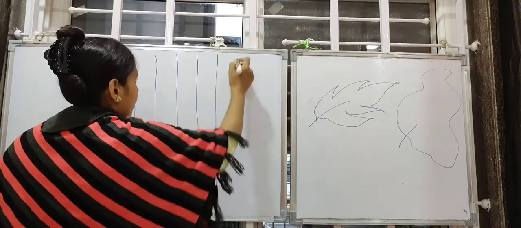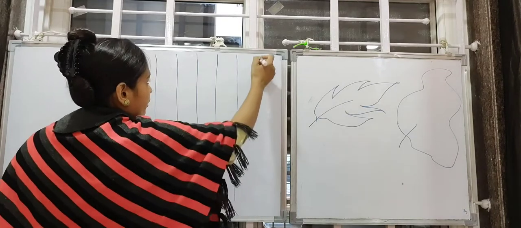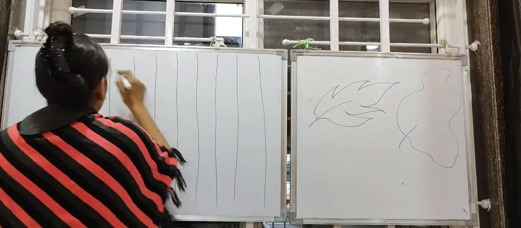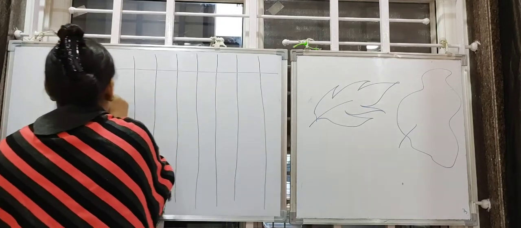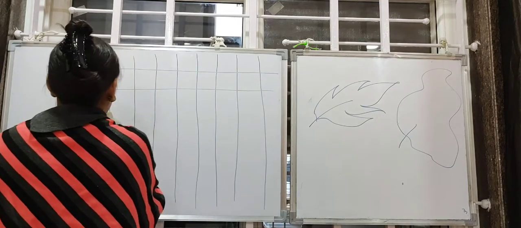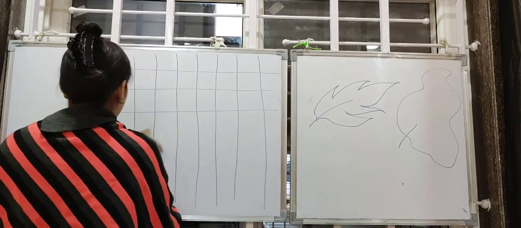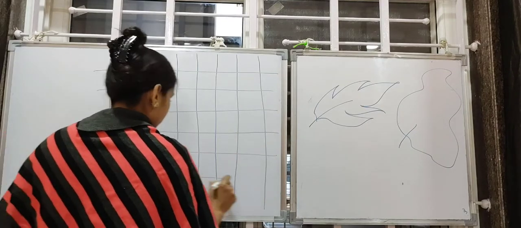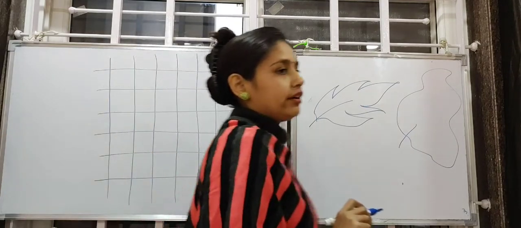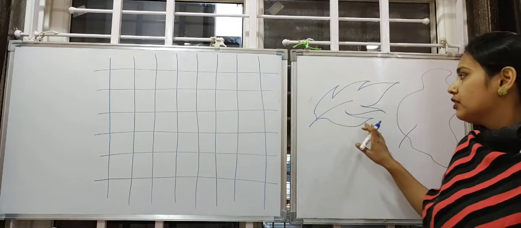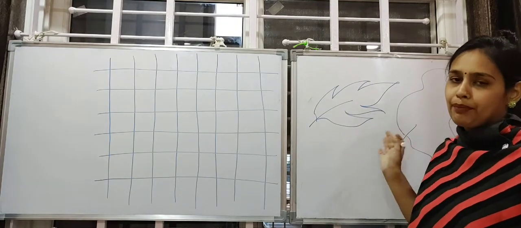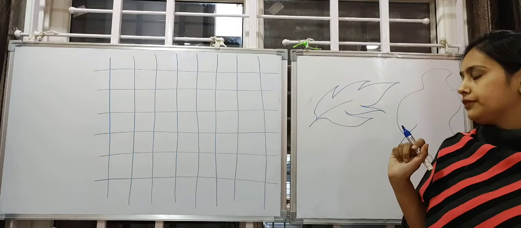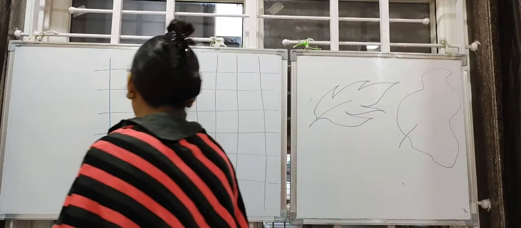Square papers we have used when we were very small, in our KG and class 1 for writing maths. Such types of papers are used to find out the areas of such figures and also to compare their areas. Now let's make a figure here.